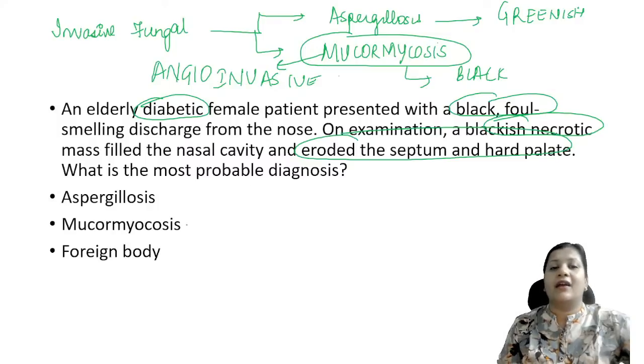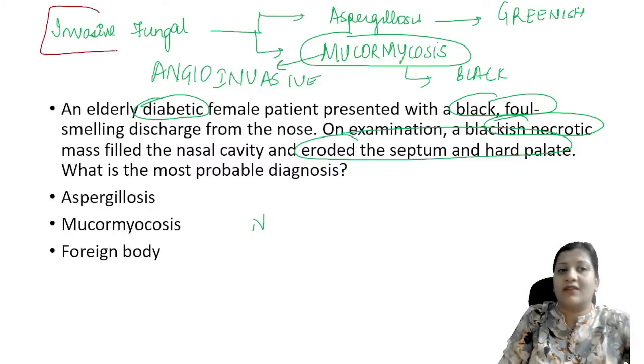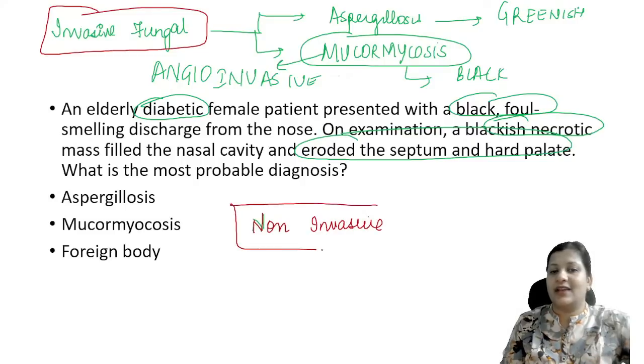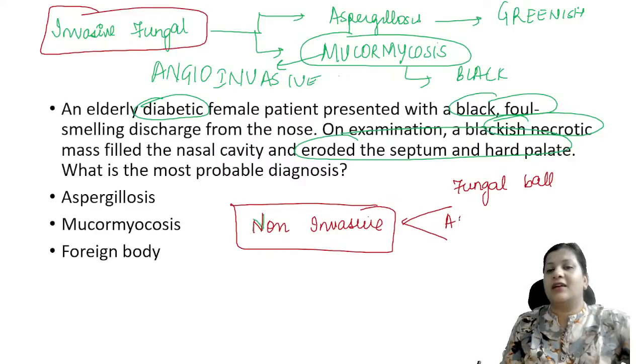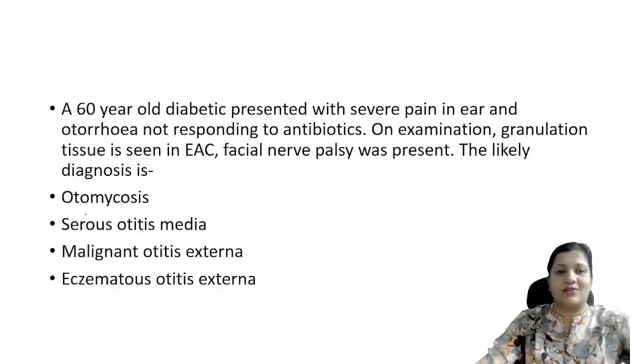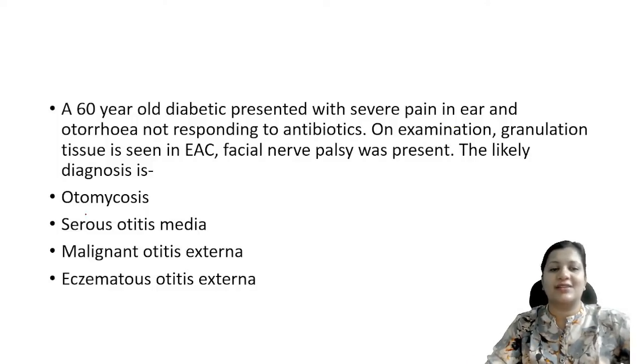Okay, and I've told you about invasive. If we have to talk about non-invasive fungal sinusitis, it can be classified into two types. It can be fungal ball, or allergic fungal rhinosinusitis, AFRS. So here we know blackish discharge, black necrotic mass, erosive disease, diabetes. The answer is going to be mucormycosis. We've already discussed the treatment, so let's go to the next question.